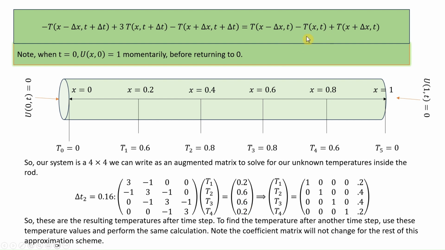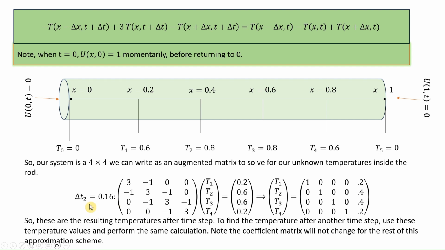Okay, so I hope that makes sense where each of these temperatures come from. So these give us then the relationship to derive the value for the temperatures at this new time frame. Okay, and then we have the coefficient matrix. It doesn't change for each iteration, which is a nice thing. And so we're going to do the exact same thing. We're going to augment this matrix, the coefficient matrix, with the solution matrix to find the temperatures at this time. And we find the temperatures are 0.2, 0.4, 0.4, and 0.2.